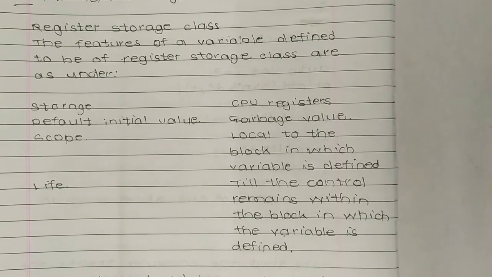So it is used in the block in which the variable is defined. Life: till control remains within the block in which the variable is defined. So it works within the block in which the variable is defined.